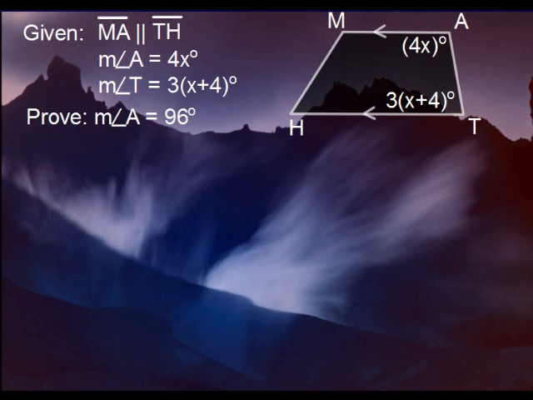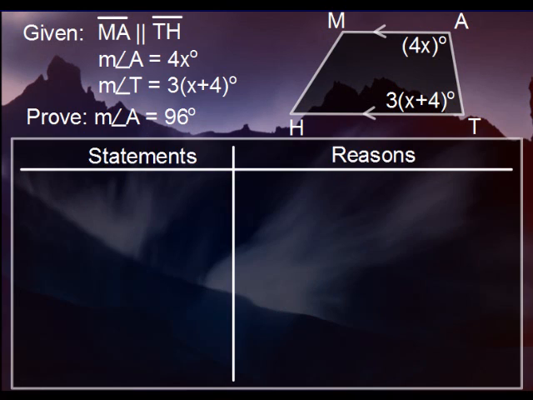Here's another one, only in the context of a proof. You have 2 sides here that are parallel, and you're given one angle being 4x degrees and the other being 3x plus 4 degrees. So prove that this angle measures 96 degrees. Since it says prove here, we'll do this in the context of a proof, and you can do the proof in several different ways. In this case, I'll choose to use a table and do your basic statement and reason setup.